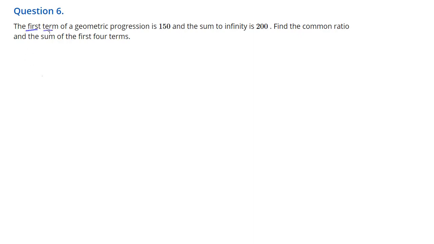In this problem, we've got the first term of a geometric progression is 150. So let's label that. And then the sum to infinity is 200. So the sum to infinity is equal to 200. Now it wants us to find the common ratio and the sum of the first four terms. So we've got to find the common ratio, and then we need to find the sum of the first four terms.